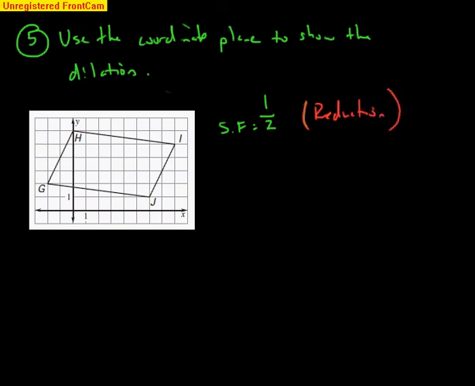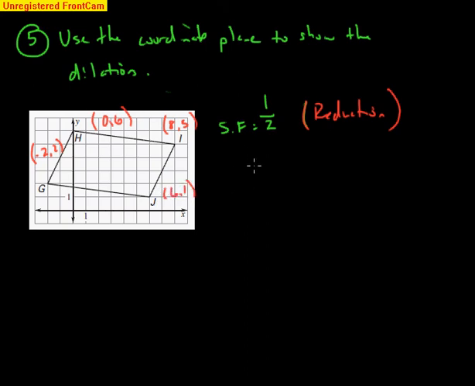Now what I'll do is on this figure, and I'll use red, I'm going to list the regular coordinates. So G's coordinates are -2, 2. H's are 0, 6. I's are 8, 5. And J is 6, 1.